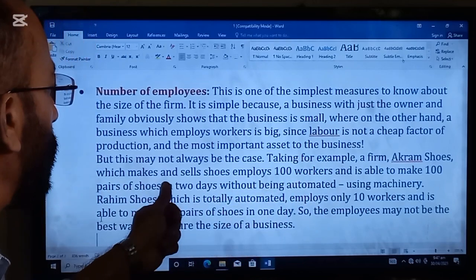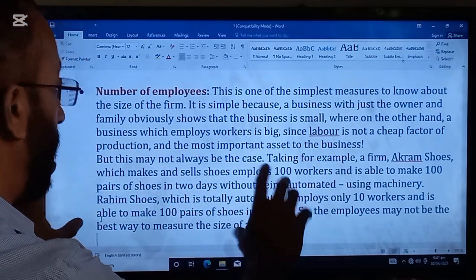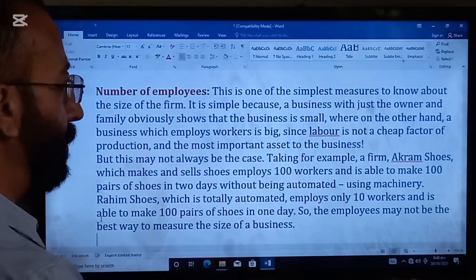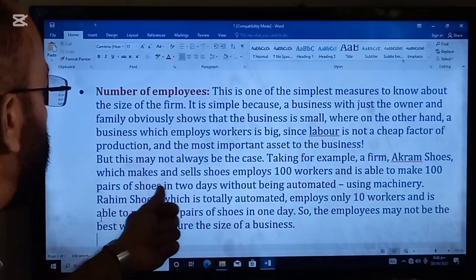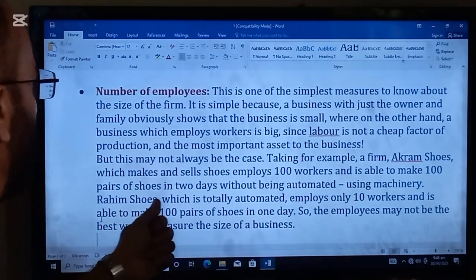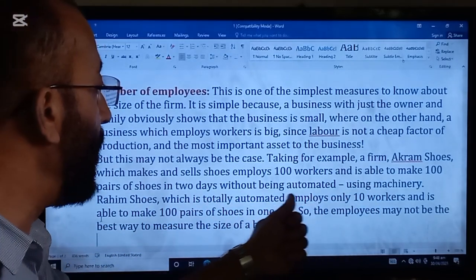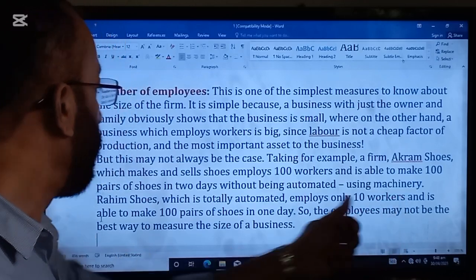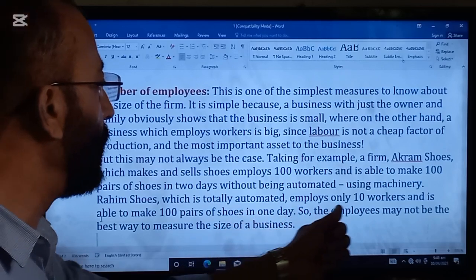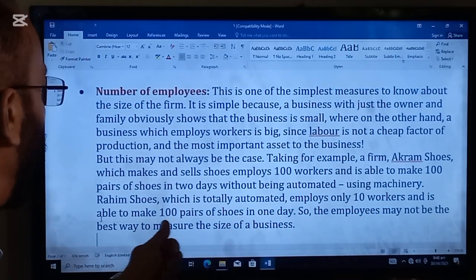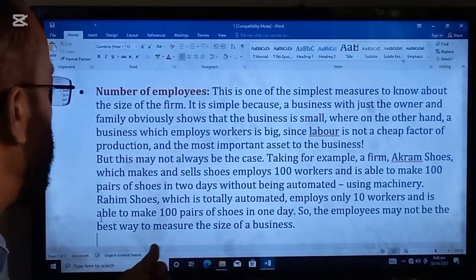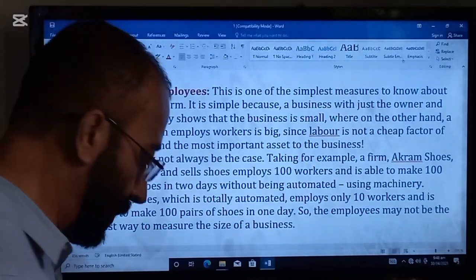But this may not always be the case. Take for example a firm, Akram Shoes, which makes and sells shoes, employs 100 workers and is able to make 100 pairs of shoes in 2 days without being automated using machinery. On the other hand, another company, Rahim Shoes, is totally automated, employs only 10 workers and is able to make 100 pairs of shoes in 1 day. So the number of employees may not be the best way to measure the size of the business.